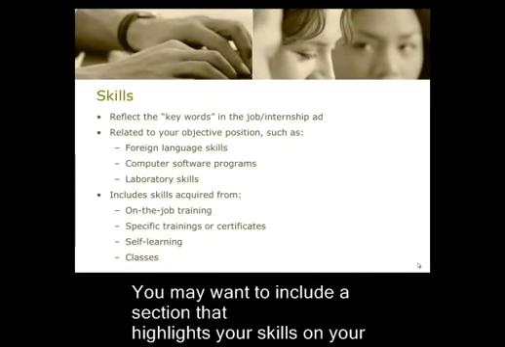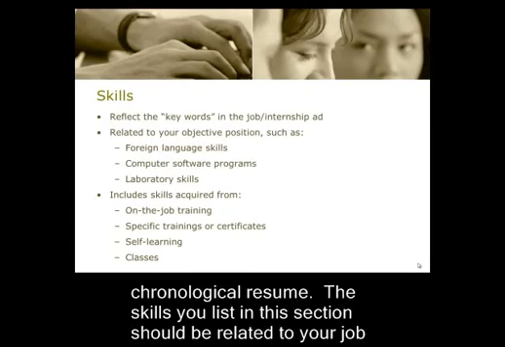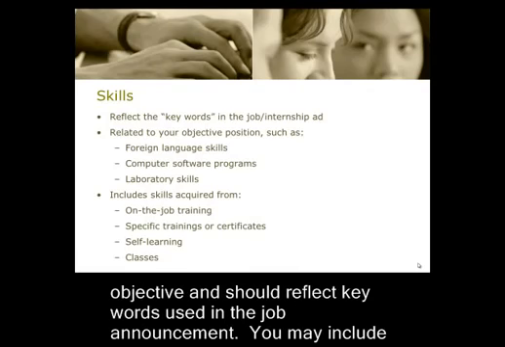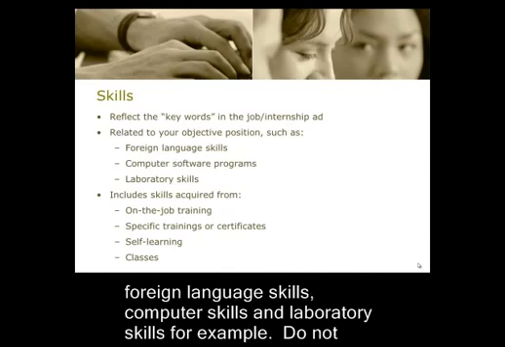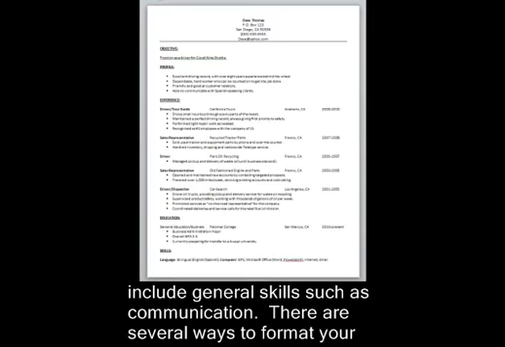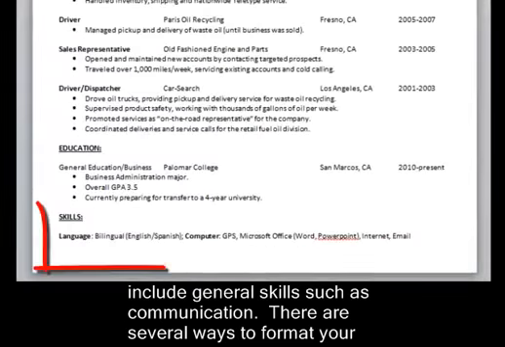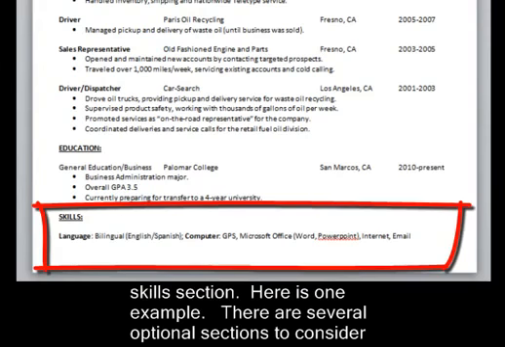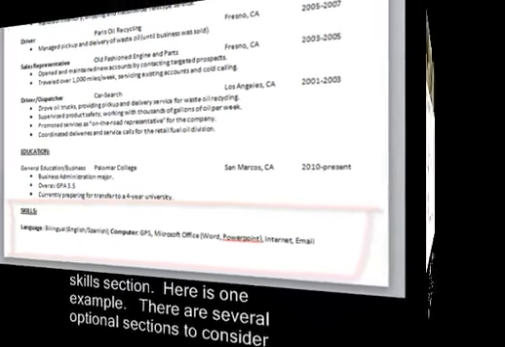You may want to include a section that highlights your skills on your chronological resume. The skills you list in this section should be related to your job objective and should reflect keywords used in the job announcement. You may include foreign language skills, computer skills, and laboratory skills, for example. Do not include general skills such as communication. There are several ways to format your skills section. Here is one example.